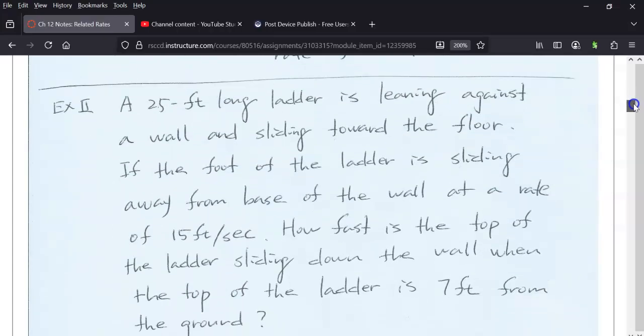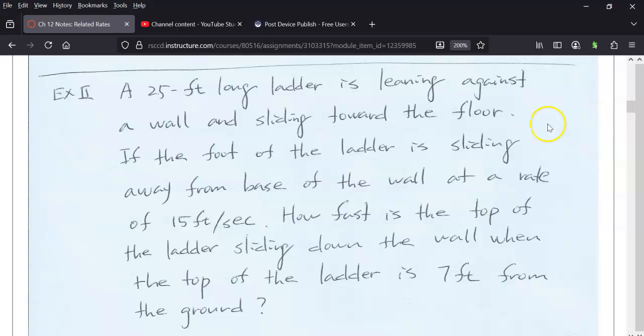Let's try another one. Example 2. Here's the question. A 25-foot long ladder is leaning against the wall and is sliding towards the floor. If the foot of the ladder is sliding away from the base of the wall at a rate of 15 feet per second, how fast is the top of the ladder sliding down the wall when the top of the ladder is 7 feet from the ground?